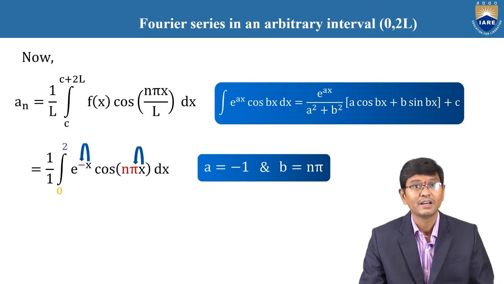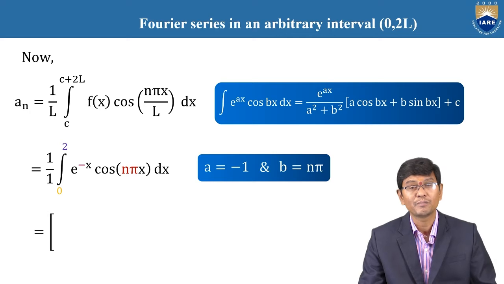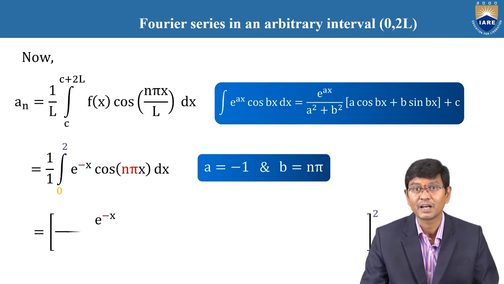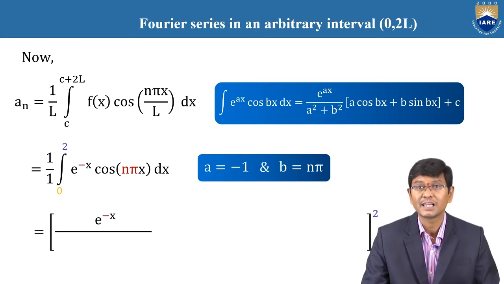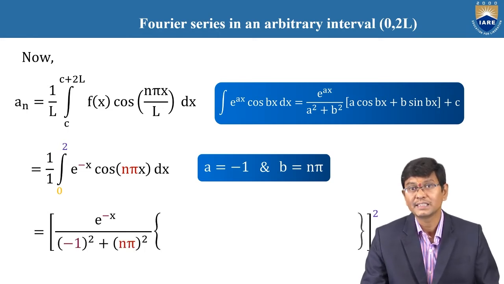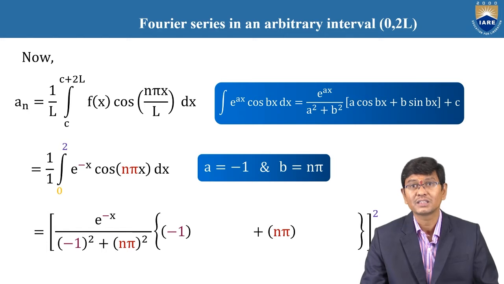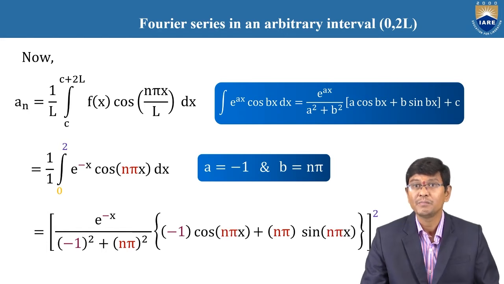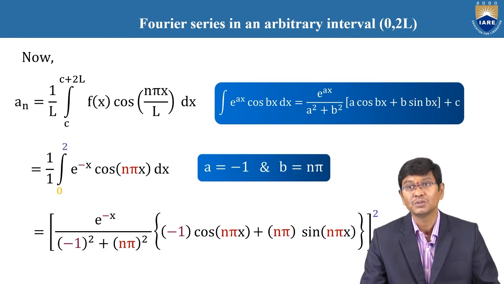we need to replace in the required integration by parts formula: e power minus x by minus 1 whole square plus b square, which is n square pi square, and again into a cos bx, which is minus 1 into cos n pi x, plus b, which is n pi, into sin n pi x, with the limits between 0 comma 2.